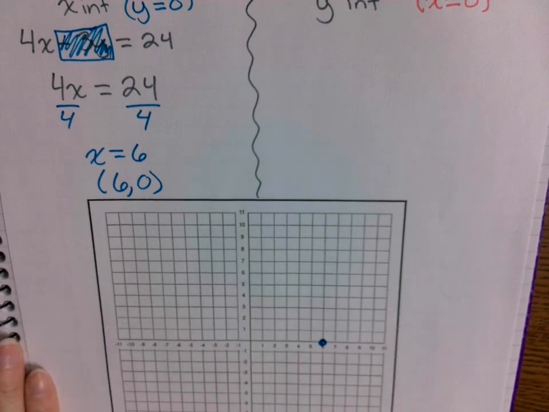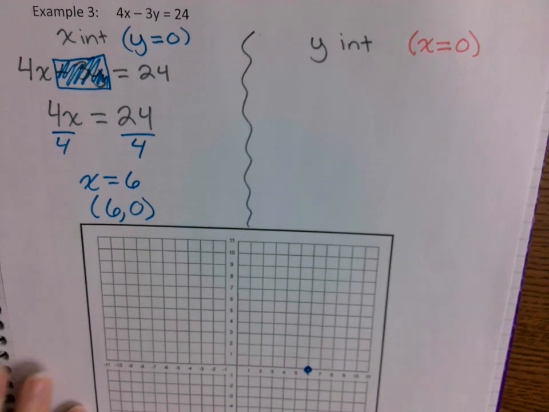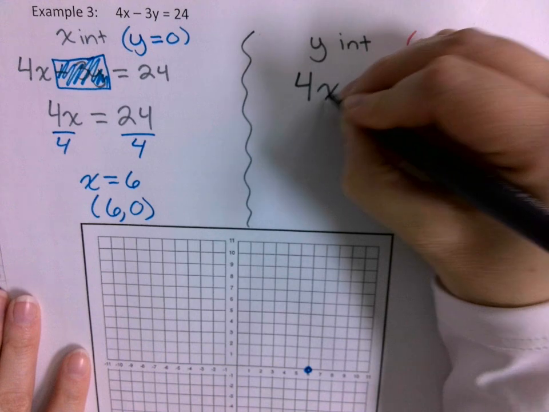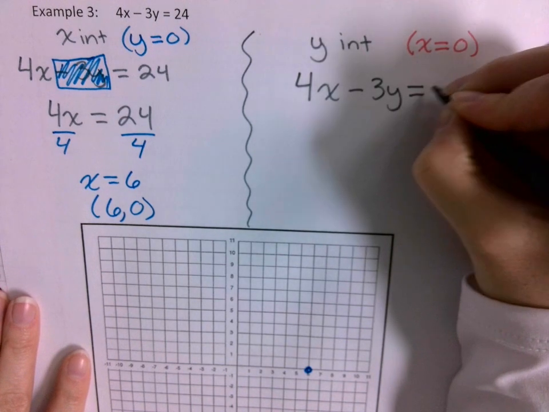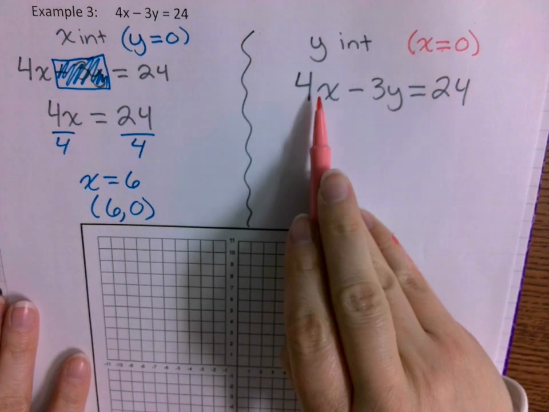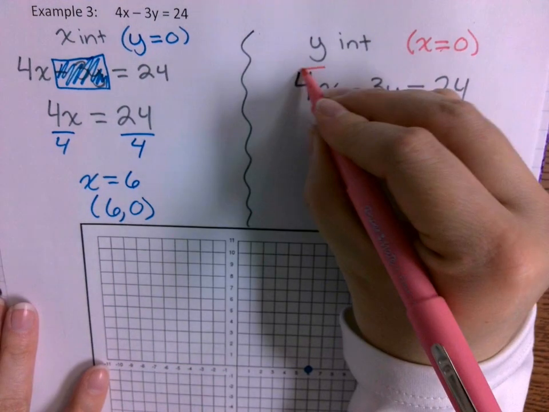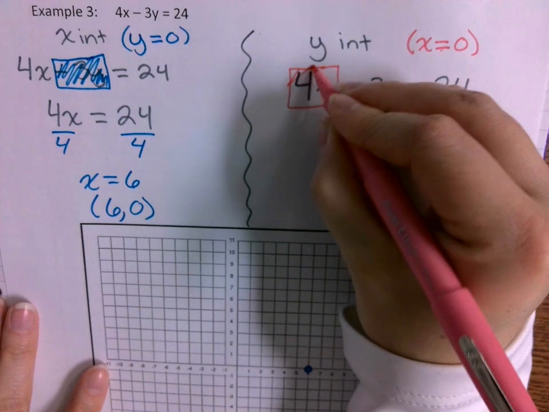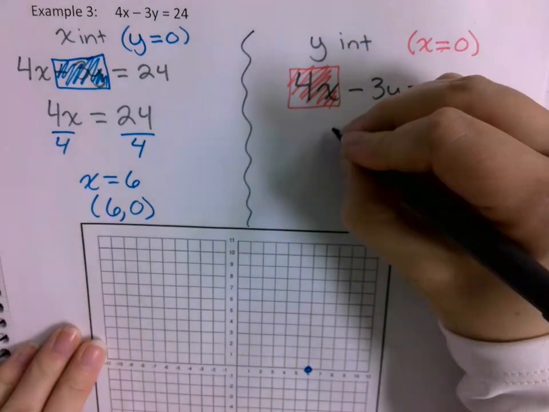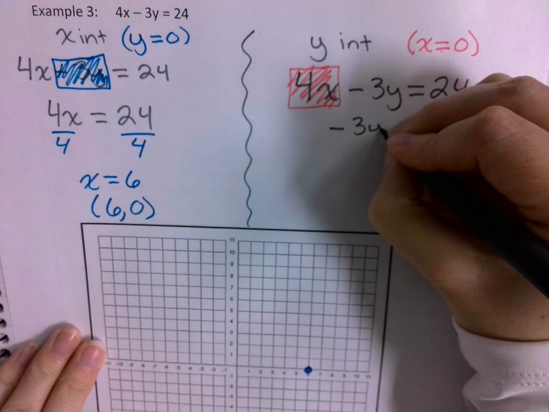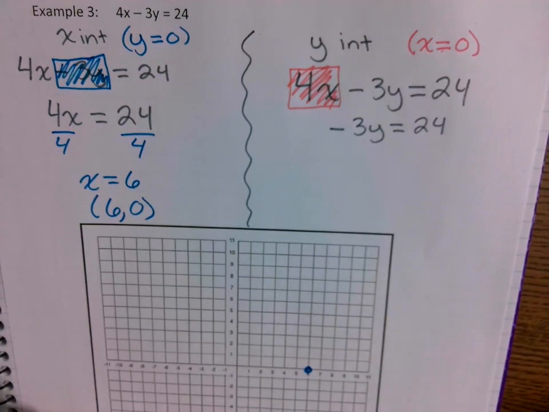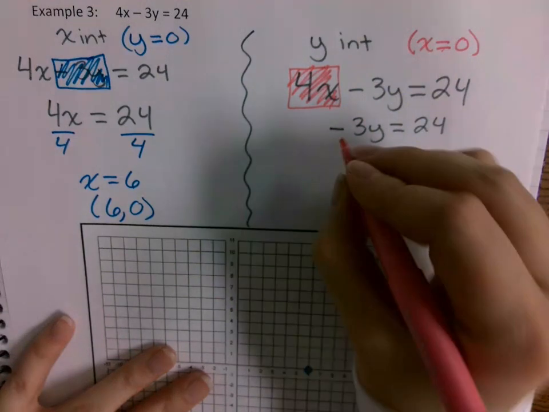And the same thing is going to happen for my y-intercept. I have that equation 4x minus 3y is equal to 24, but now I'm replacing my x with a 0. So it's as if that 4x never even existed, and I'm left with the equation negative 3y is equal to 24. So I will divide both sides by the negative 3.